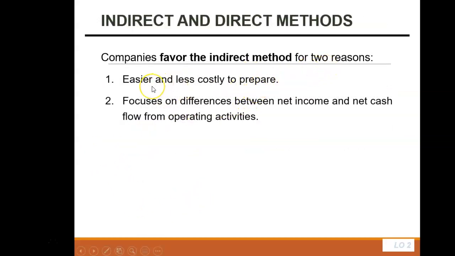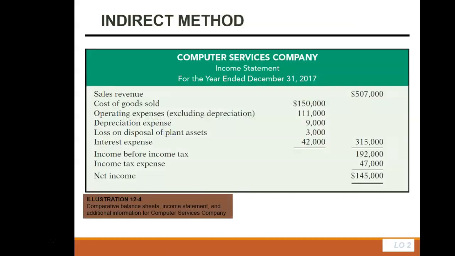All right. Now, companies favor the indirect method for two reasons. First, it is easy to prepare and less costly. Okay. So again, I mentioned before, over 90-something% of all public corporations use the indirect approach. And this method focuses on the difference between net income and net cash from operating activities. So pretty much we focus on the difference between an accrual-based net income compared to a cash-based net income. All right.